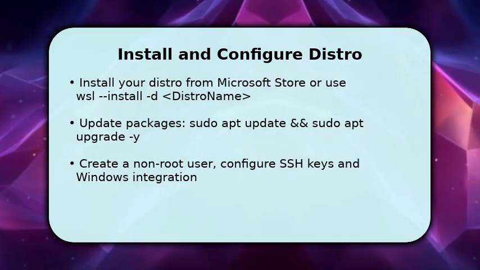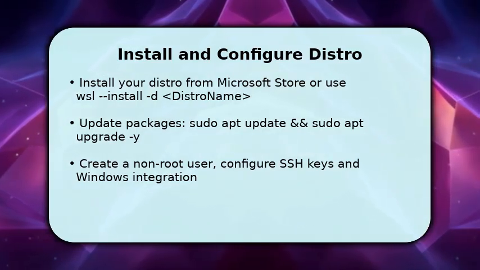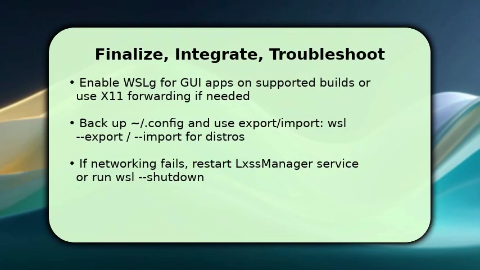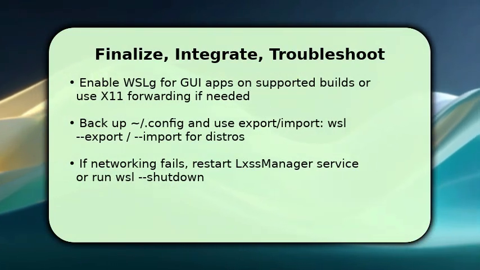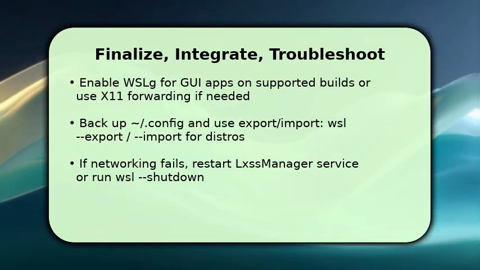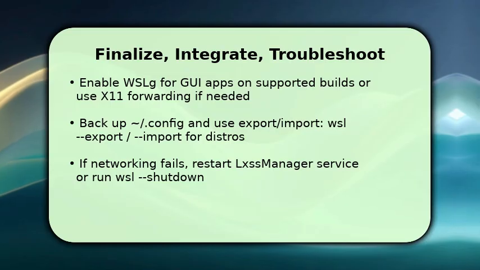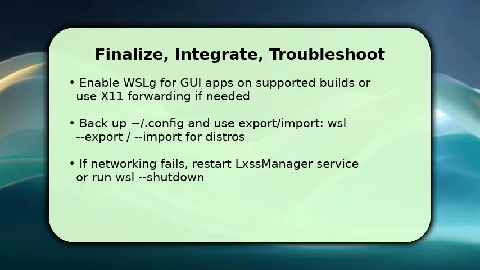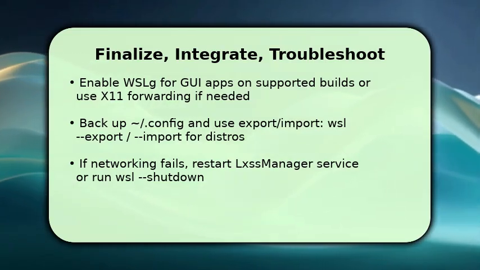You finish by integrating Linux into your Windows workflow and ensuring resilience. Install WSLg if available to run GUI apps, otherwise configure an X server or use remote forwarding. Set up dotfiles, back up key configs, and use wsl --export to snapshot a distro for easy restore.